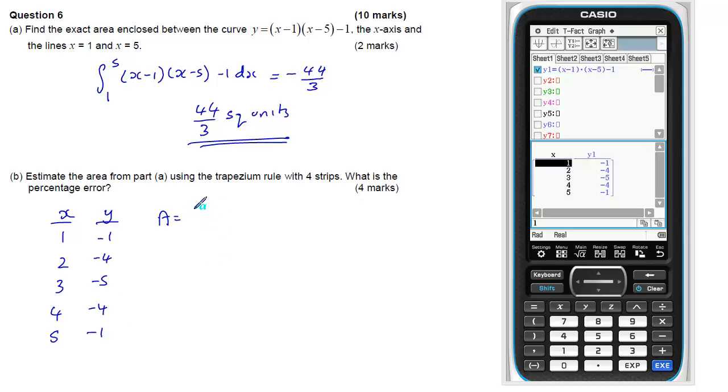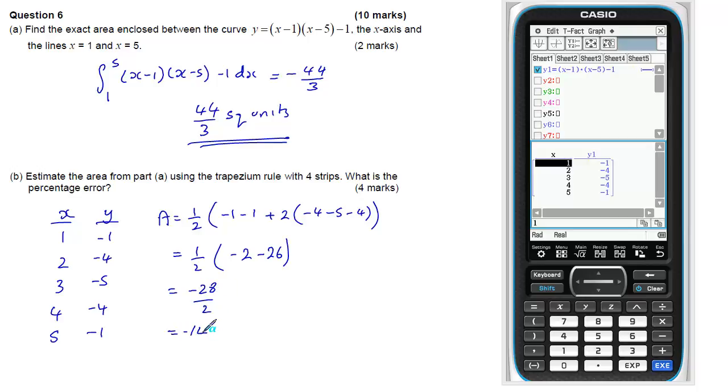So the trapezium rule is going to be a half, so the first and last y, negative 1 take 1, and then twice all of the other ones, so negative 4, negative 5, negative 4. So what's that giving me? Negative 2. This is negative 13 times 2, take away 26. So that's negative 28 over 2, which is negative 14. So that's going to be 14 square units.